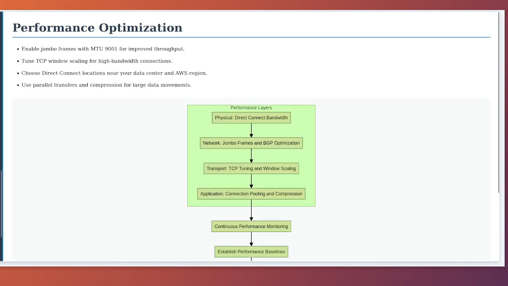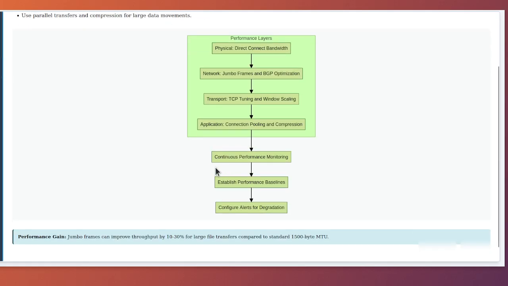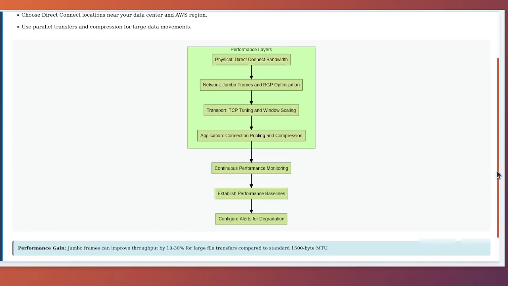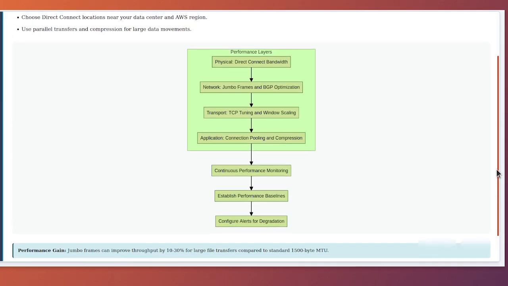Performance optimization. Even with Direct Connect providing consistent network performance, there are configuration and architecture choices that can further optimize performance for your specific workloads. Let me explain key optimization techniques.